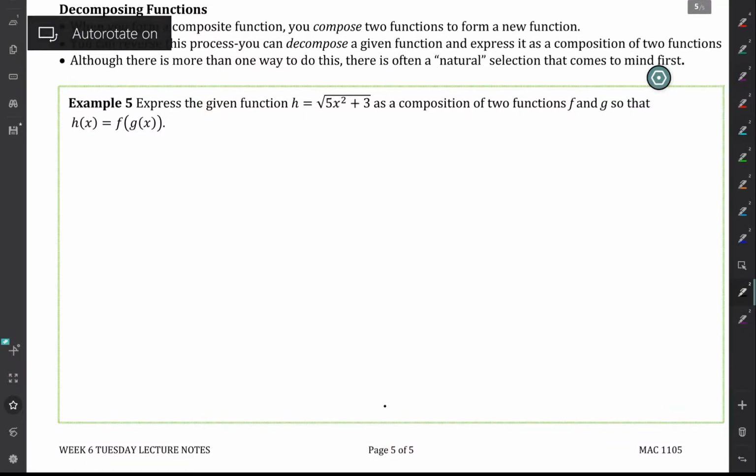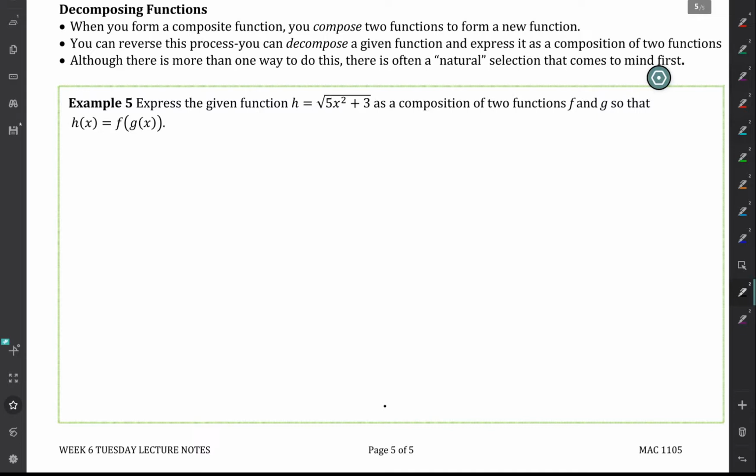Alright, in this very last example of this section, we're going to do the opposite of what we just did. Before, we've been composing functions. Now we're going to decompose these functions. And so what you do here is you want to reverse the process of composing, and so the easiest way to do this is try to look for an outside function and then look for the inside function.